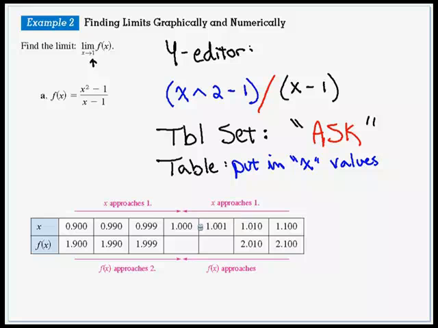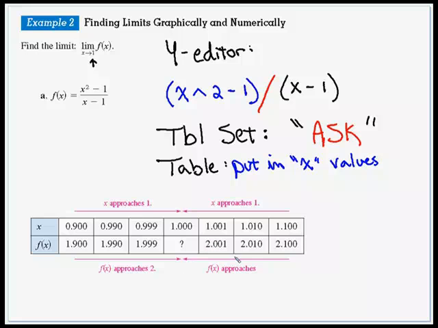And if we get even closer, 1.001, we get an output of 2.001. Now look at our y values, 2.1, 2.01, 2.001. As we get closer to 1, our y values are getting closer to 2.